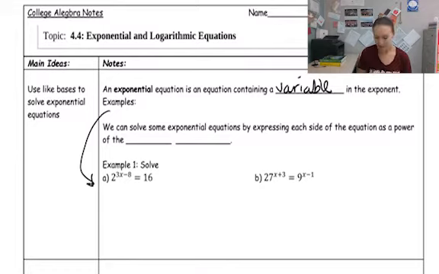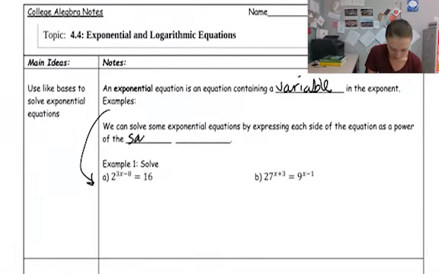We can solve exponential equations by expressing each side of the equation as a power of the same base. Now, we can't always do this. And when we can't do this, we're going to see what that's like after these examples. But if we can rewrite the two sides of the equation as powers of the same base, then it means we can do these problems without the use of a scientific or graphing calculator or using logarithms.